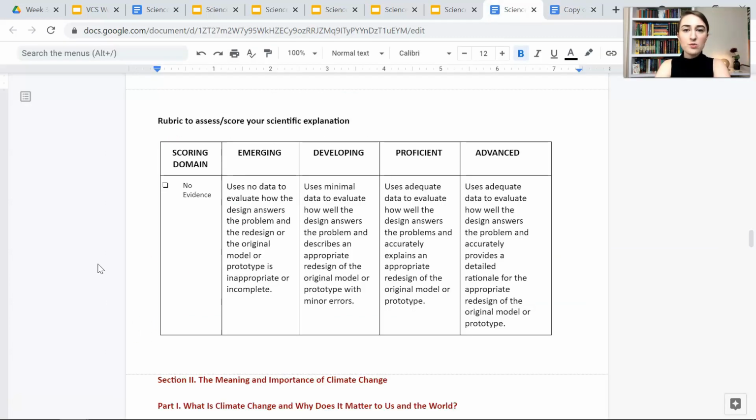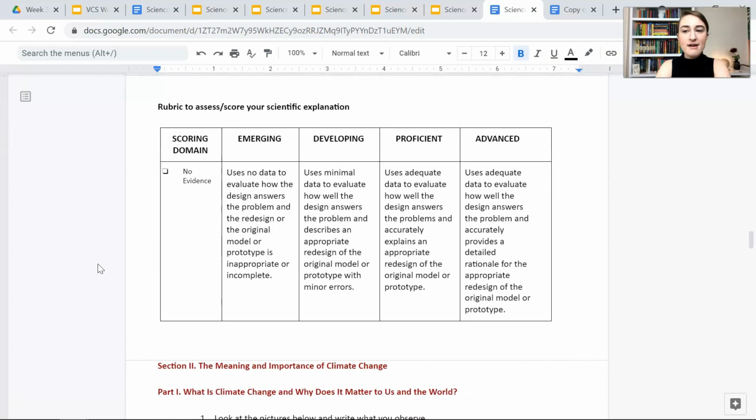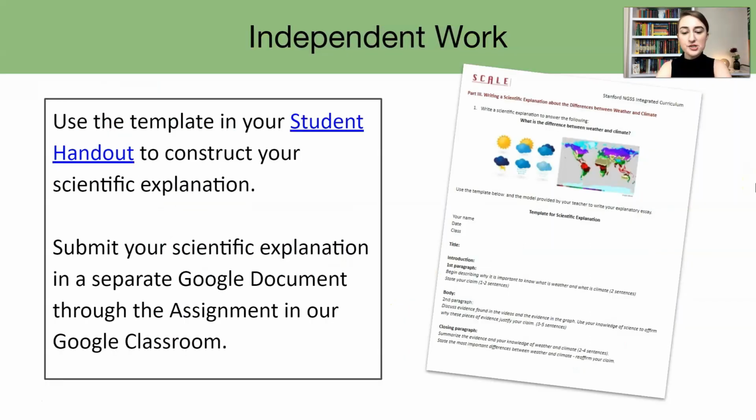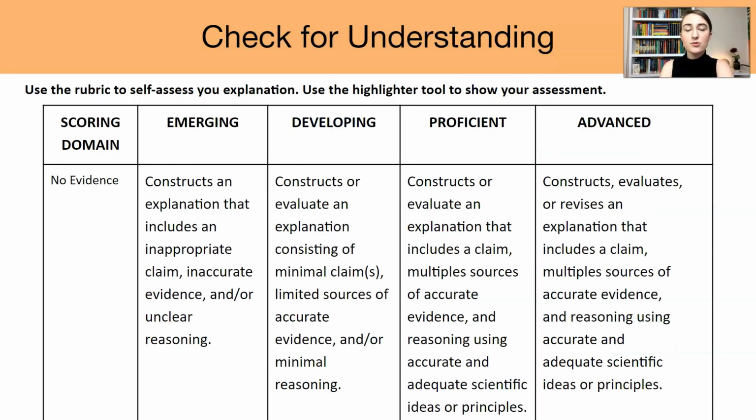Now we're supposed to use the rubric below our paragraph to score our essay, but this little rubric in the student handout is, I think, a typo. So if you go back to your slides, the correct rubric to self-assess is in your slideshow. So we have our scoring domain over here, our emerging, developing, proficient, and advanced. I always look to the advanced first.